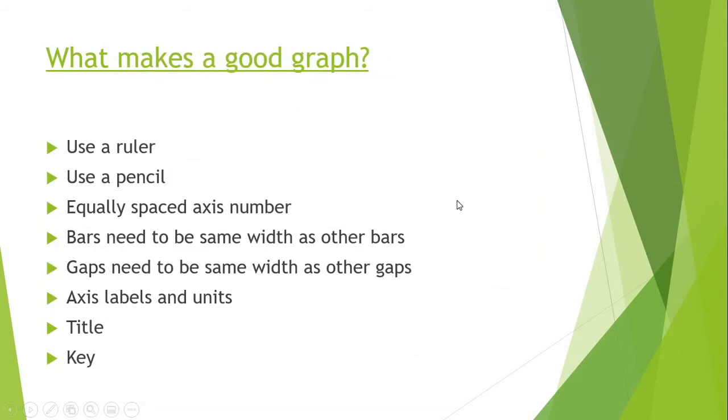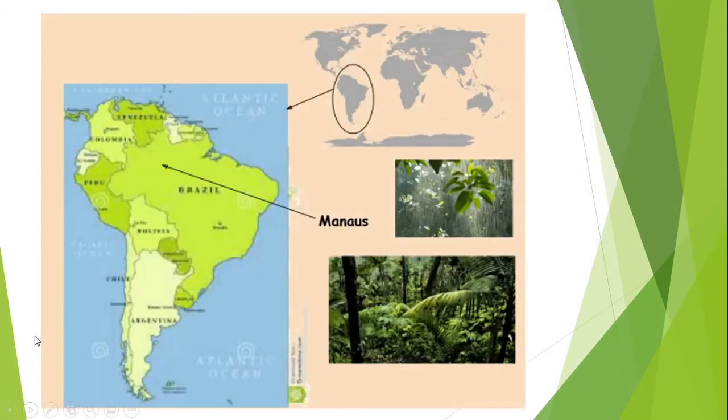So when you are putting together a good graph, these are the type of things you need to remember. Did you use a ruler? Did you use a pencil? Have you equally spaced axis numbers? Bars need to be the same width as other bars. Gaps need to be the same width as other gaps. Axis labels and the units. Make sure you've got a title. Make sure you have a key.